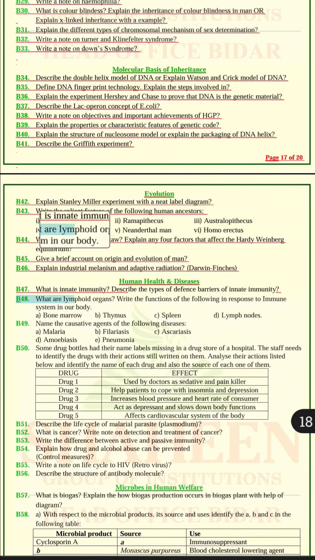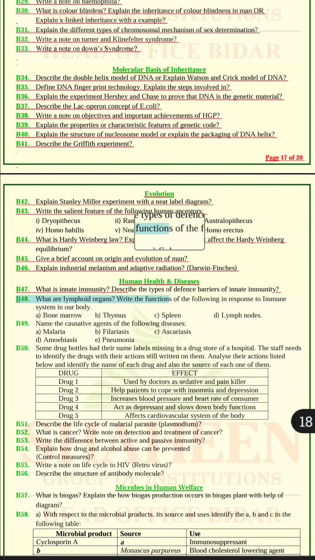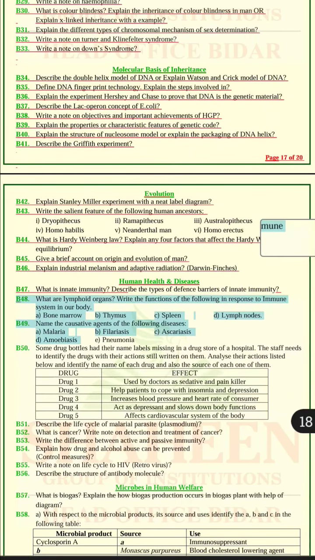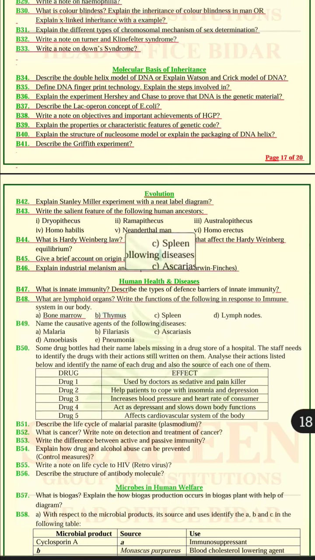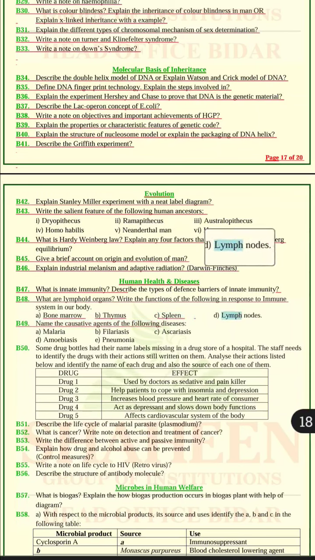Question number 48. What are lymphoid organs? Write the function of the following in response to immune system in our body. First one is bone marrow, and second one is thymus, and third one is spleen, and fourth one is lymph nodes. Okay. And question number 49.